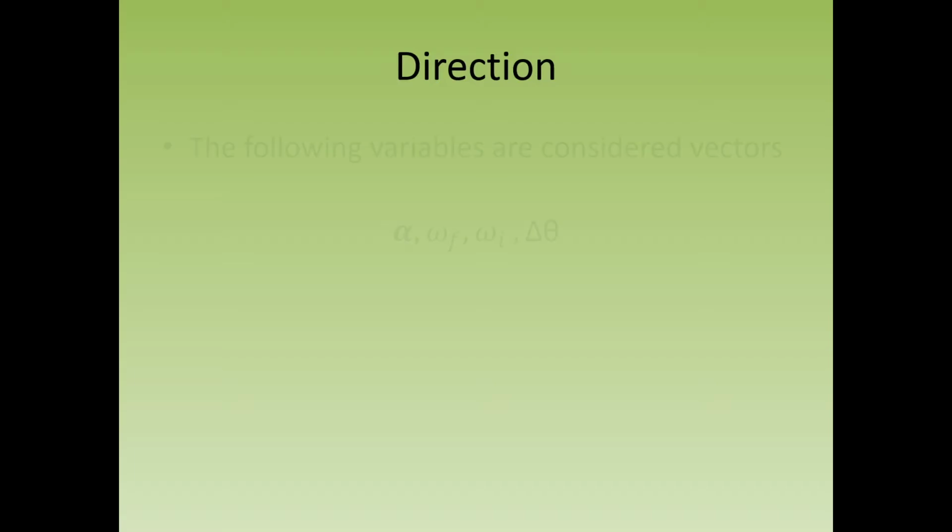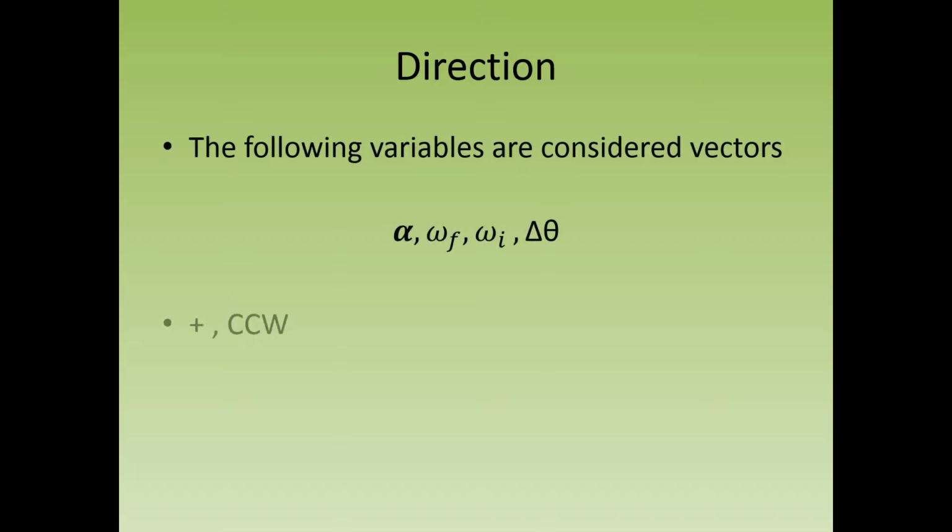All these variables have direction. Since an object is rotating, the object only has two directions: counterclockwise, which can be noted with a positive sign or CCW, and clockwise, which can be marked with a negative sign or CW.